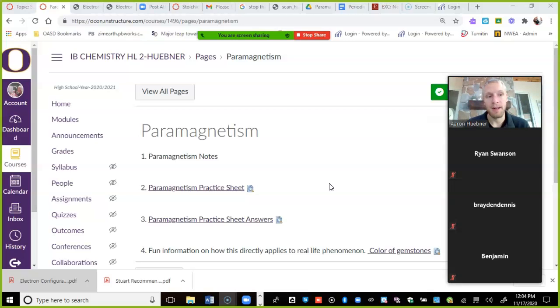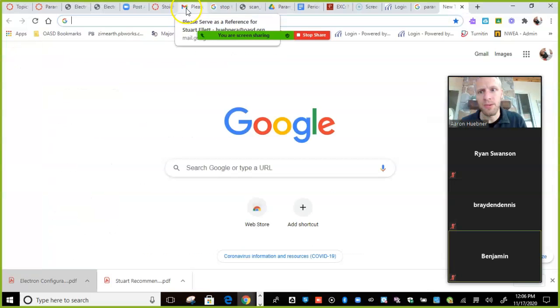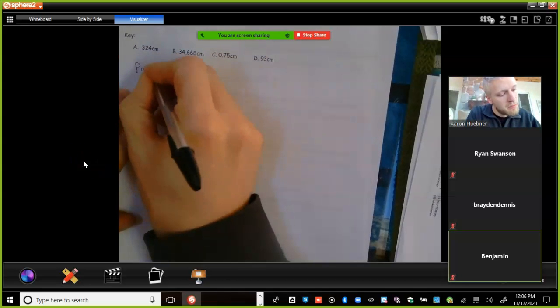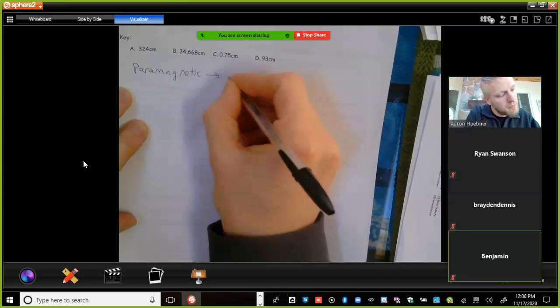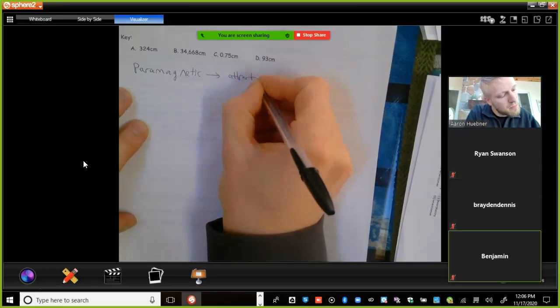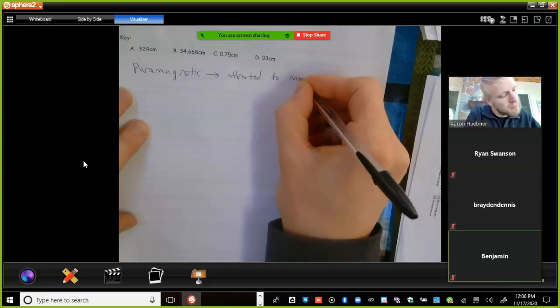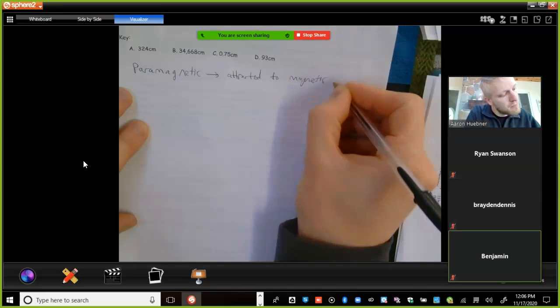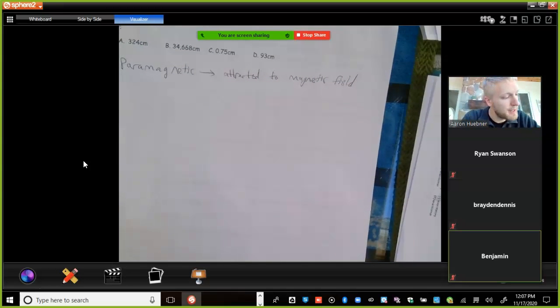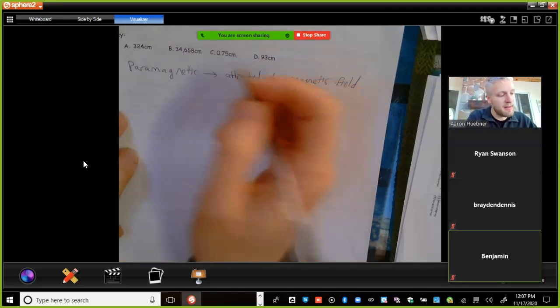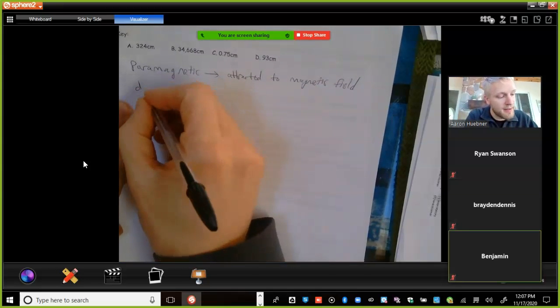There are substances that are attracted or bothered by a magnetic field: paramagnetic. Diamagnetic, it's not. So diamagnetic: not impacted by a magnetic field.